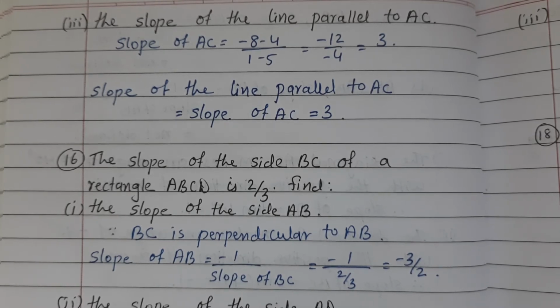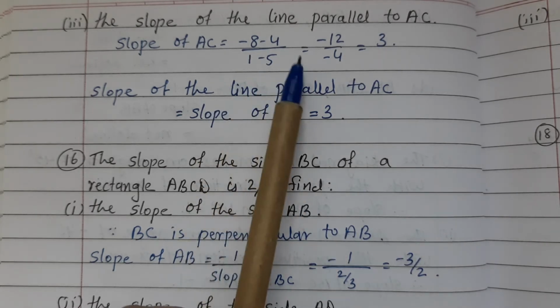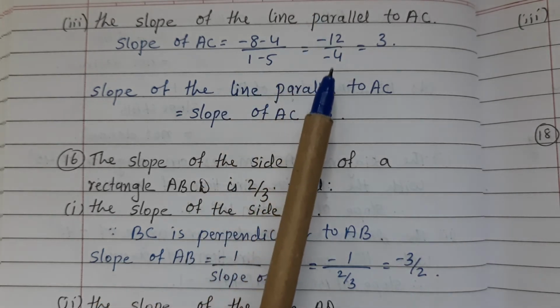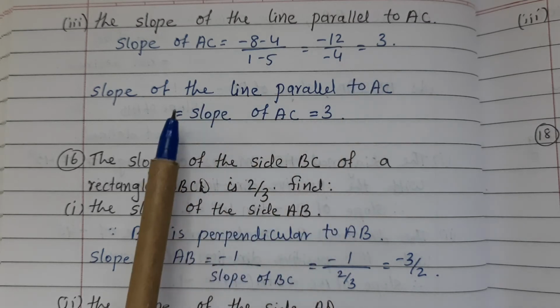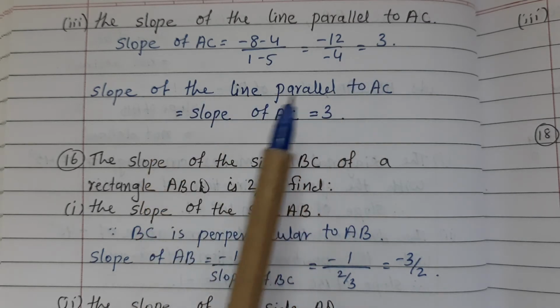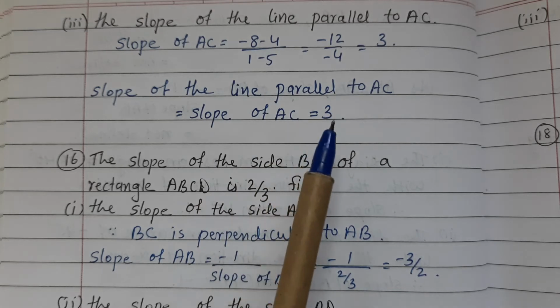Third part, the slope of the line parallel to AC. Slope of AC equals (-8 - 4) upon (1 - 5) equals -12 upon -4 equals 3. Slope of line parallel to AC equals slope of AC equals 3.